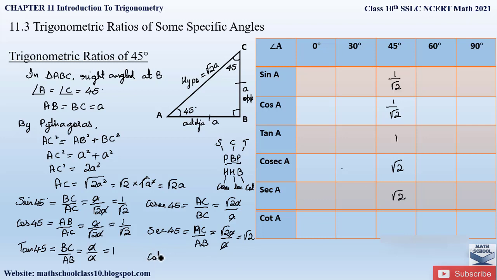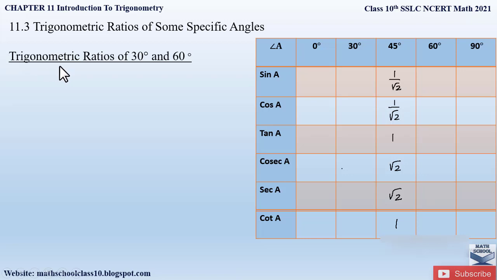Similarly, let us find out cot 45, which will be again the reciprocal of tan. The trigonometric ratio for cot is base by perpendicular. So base is AB by perpendicular is BC. So AB is a and BC value is also a. So a and a will get cancelled and we will be left with 1. The trigonometric value for cot 45 is 1, which is again equal to the reciprocal of tan, which is nothing but 1. Right? So this is how we obtain the trigonometric ratios for 45 degree angle. Now similarly, let us find out for 30 degree and 60 degree angle.